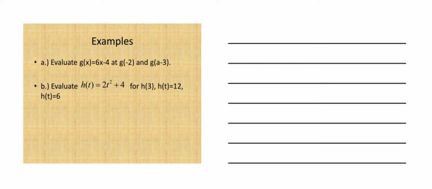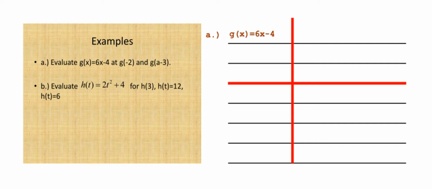Alright, so let's try some examples for functions. A says evaluate g of x equals 6x minus 4 at g at negative 2 and g at a minus 3. So let's try this out. A, g of x equals 6x minus 4. So remember, g of x is the way we pronounce it.